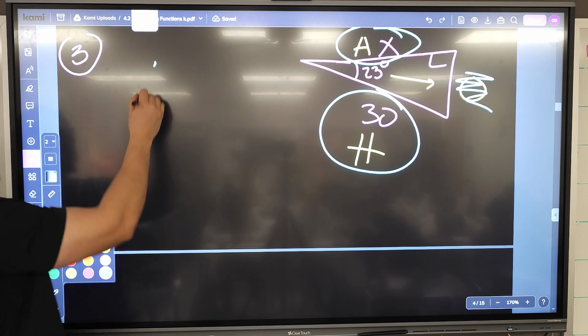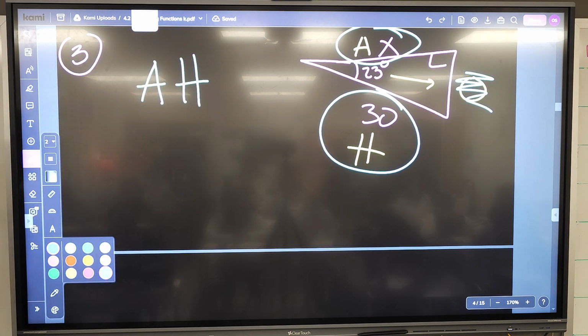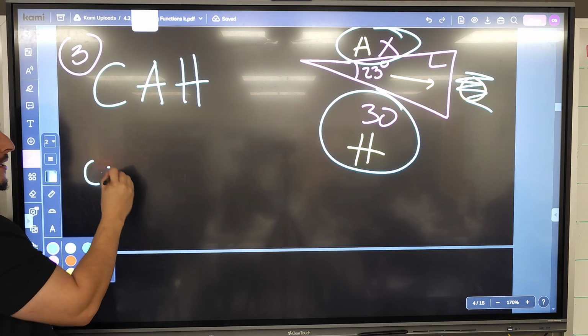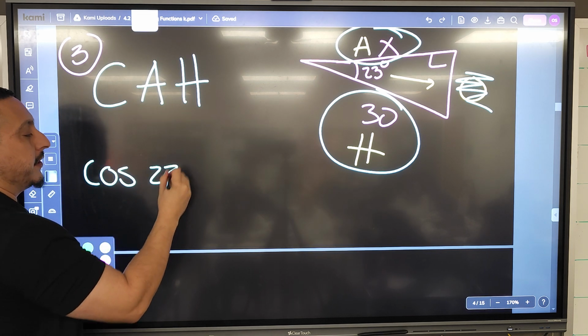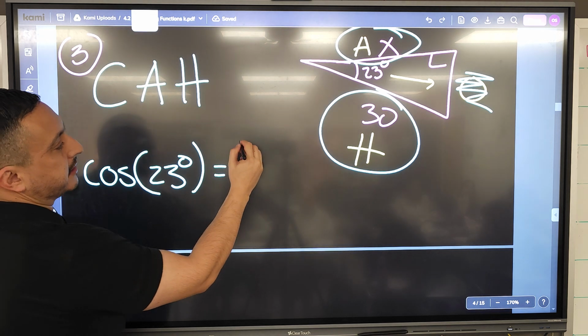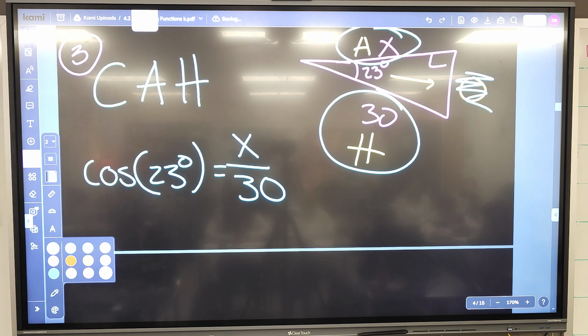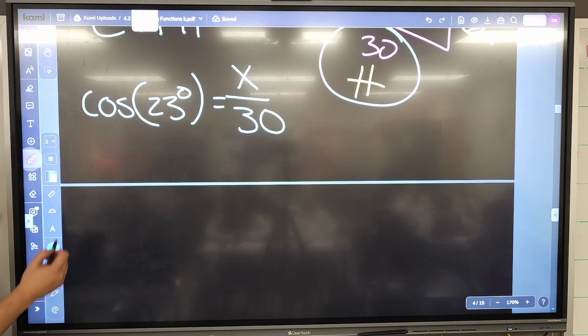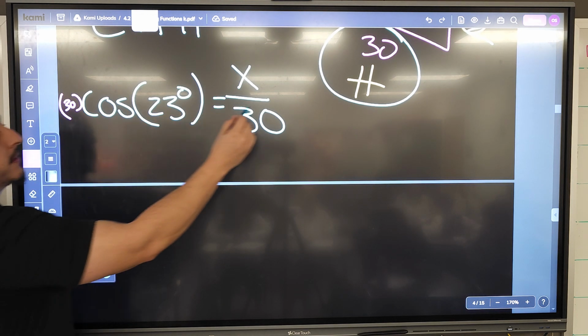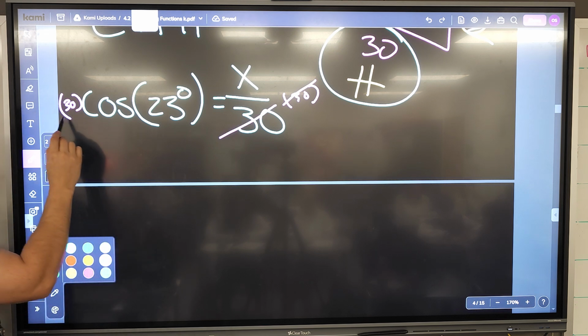So I'm just telling you for those that struggle, okay? You're dealing with the AH. So which of the first 3 have an AH? Only one of them does. Cosine, right? Cosine. So cosine of 23 degrees equals the adjacent, which is x, over the hypotenuse. So there's a setup, okay? That's the only one you could use on that one. You can't use sine or tangent in this. And so I just multiply both sides by 30. And then just plug that in the calculator.